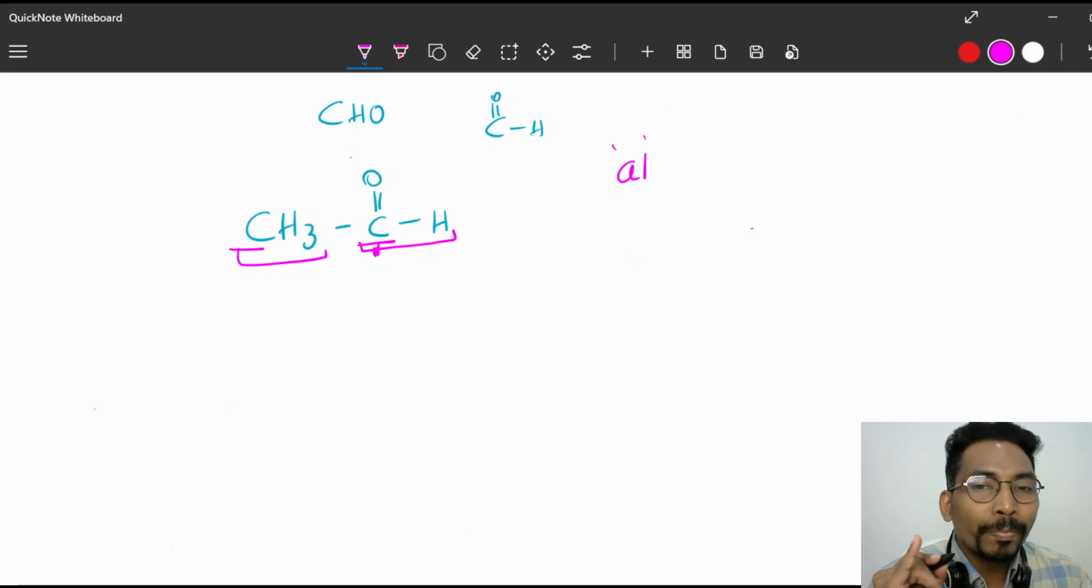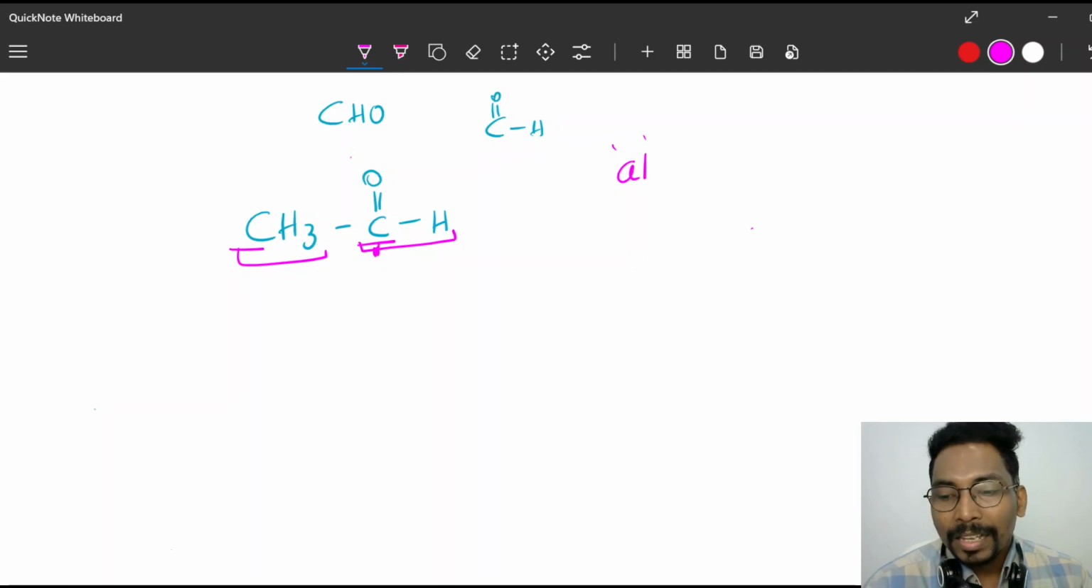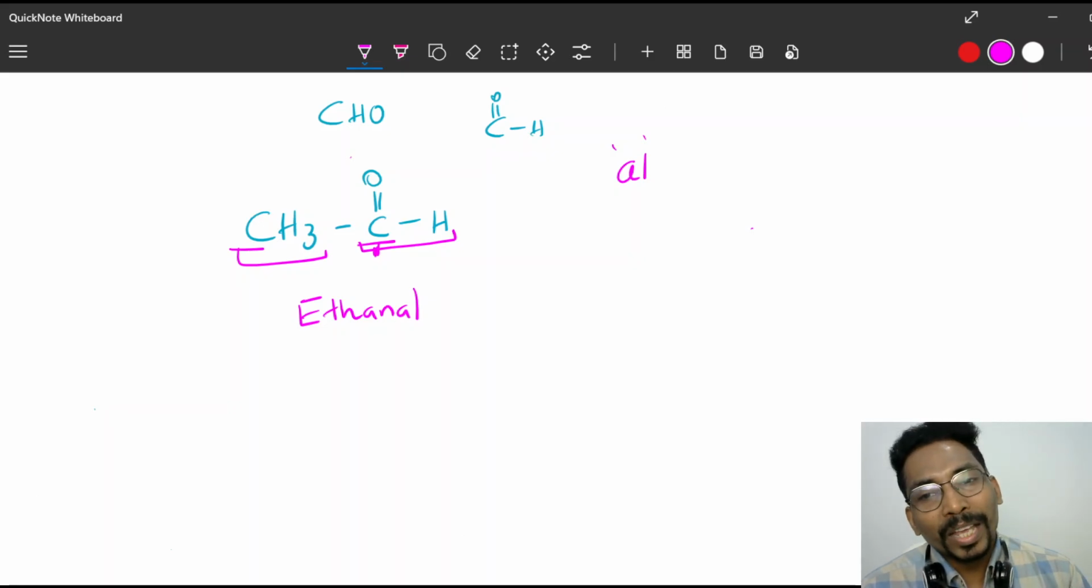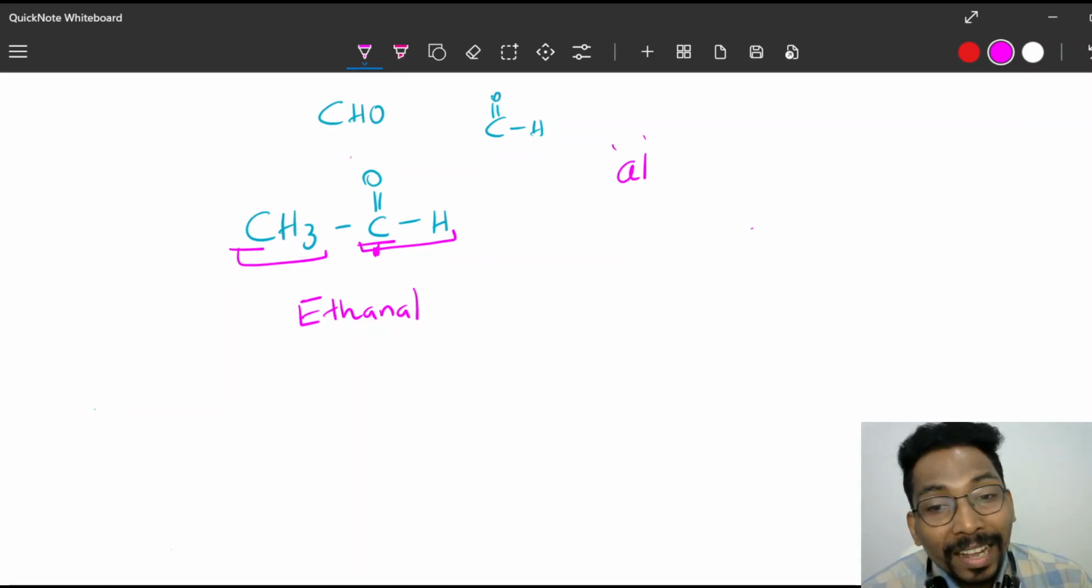So definitely our parent root word is eth. So ethanal. This is the name. Ethanal is an aldehyde containing 2 carbon atoms. Okay, good.